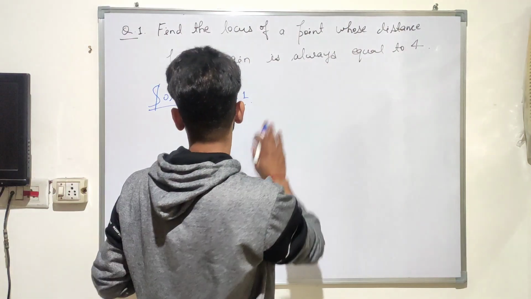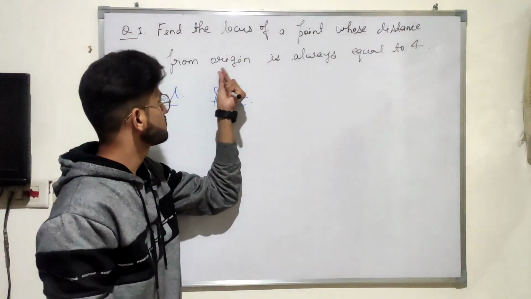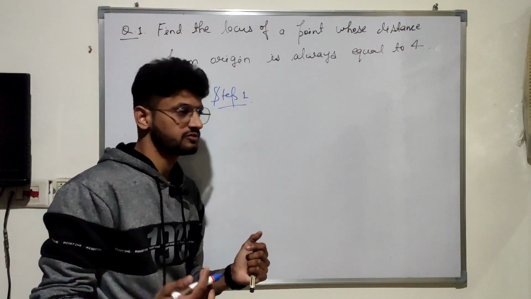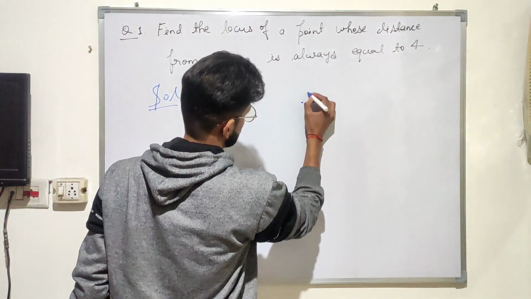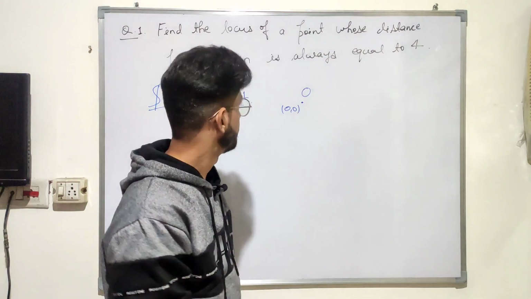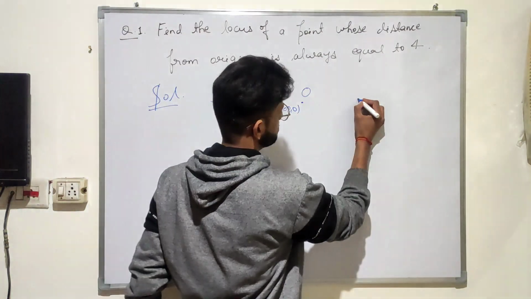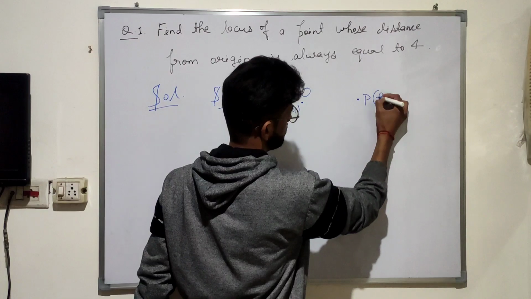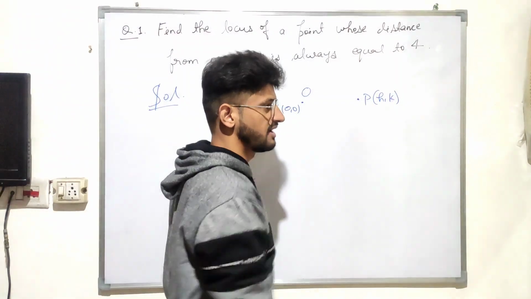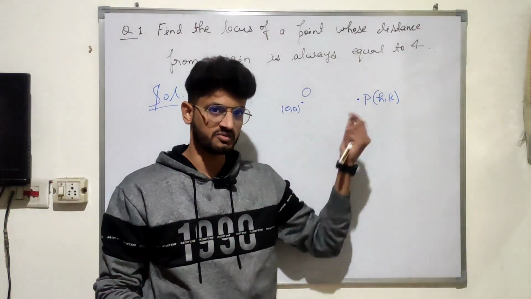So what the problem is saying is find the locus of a point whose distance from origin is always equal to 4. Let's say this is origin O. Its coordinates are going to be 0, 0, and its distance from origin is always equal to 4. Let's say this is point P. Point P is a moving point, and we have discussed that the coordinates of this moving point should be h comma k.